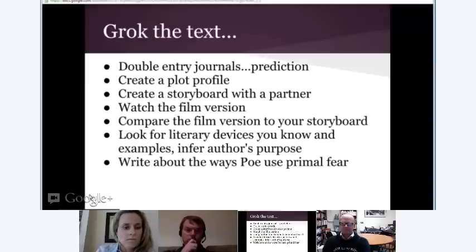Looking for literary devices and writing about primal fear, those were all activities we did just to get them used to this fairly short story by Edgar Allan Poe, but it's Poe, so you have to read it a number of times and do a lot with it to really understand it.